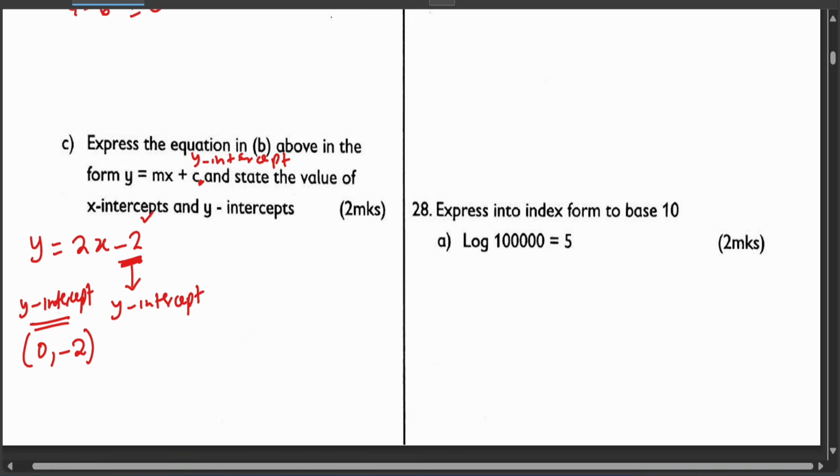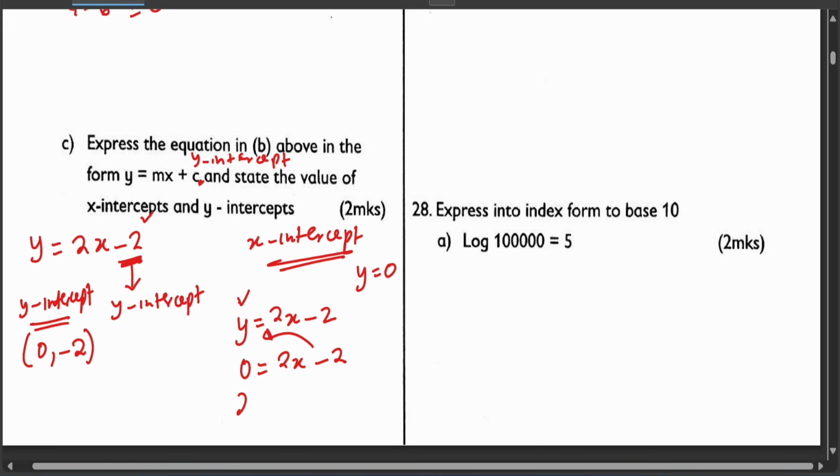So the x-intercept now is not that hard, but it's difficult to calculate. So for the x-intercept, your y value will always be equal to 0. For the y-intercept, x is 0, but for the x-intercept, y is 0. So you rewrite the equation. The equation is written like this. So where there's y, you replace with 0. So take 0 equal to 2x minus 2. Negative 2 goes to the other side, so that 2x remains on its own. So 2 equal to 2x, divide by 2. Therefore x here is 1.